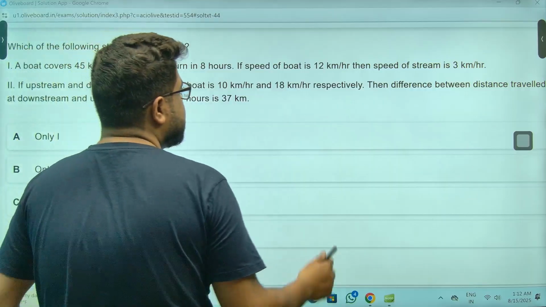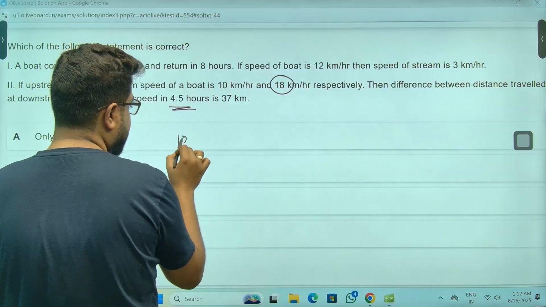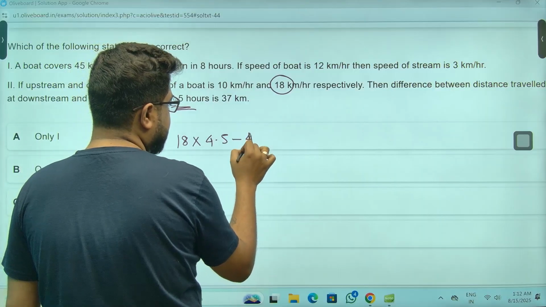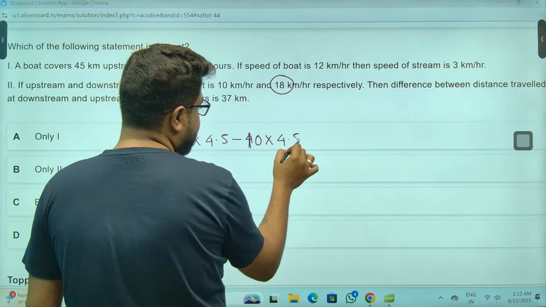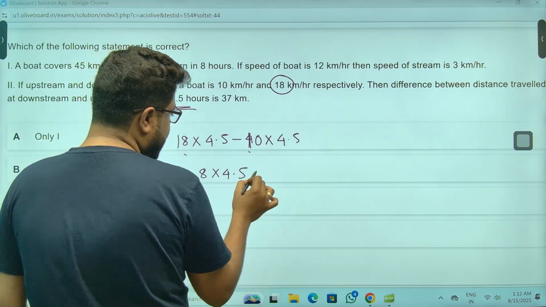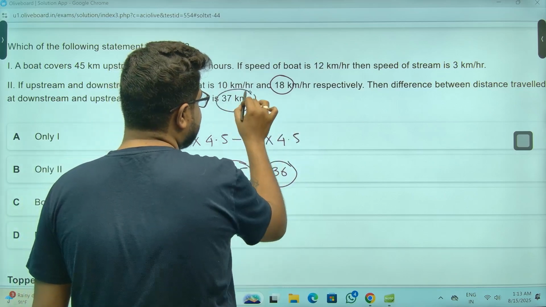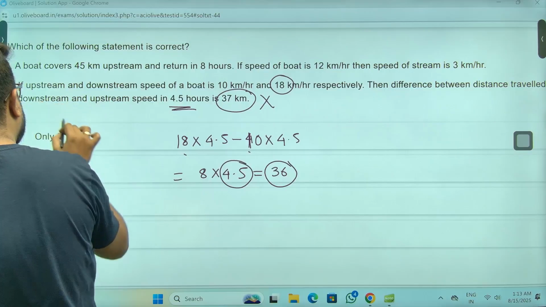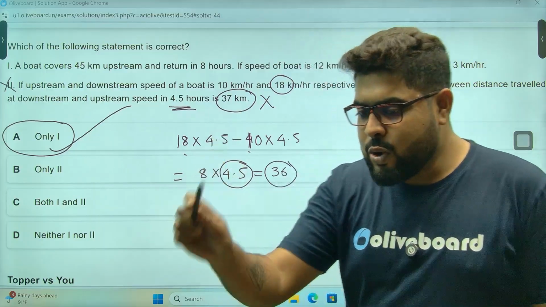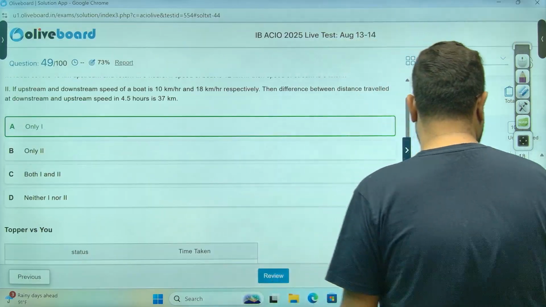Okay, so distance traveled in 4.5 hours: 18 into 4.5 minus 10 into 4.5. That is how much? You see the difference is 8 into 4.5. So that means this is 9 into 4, 36. So it is not 37, sir. So this one's wrong. So option A is correct. Only one statement is correct, sir. Next one.